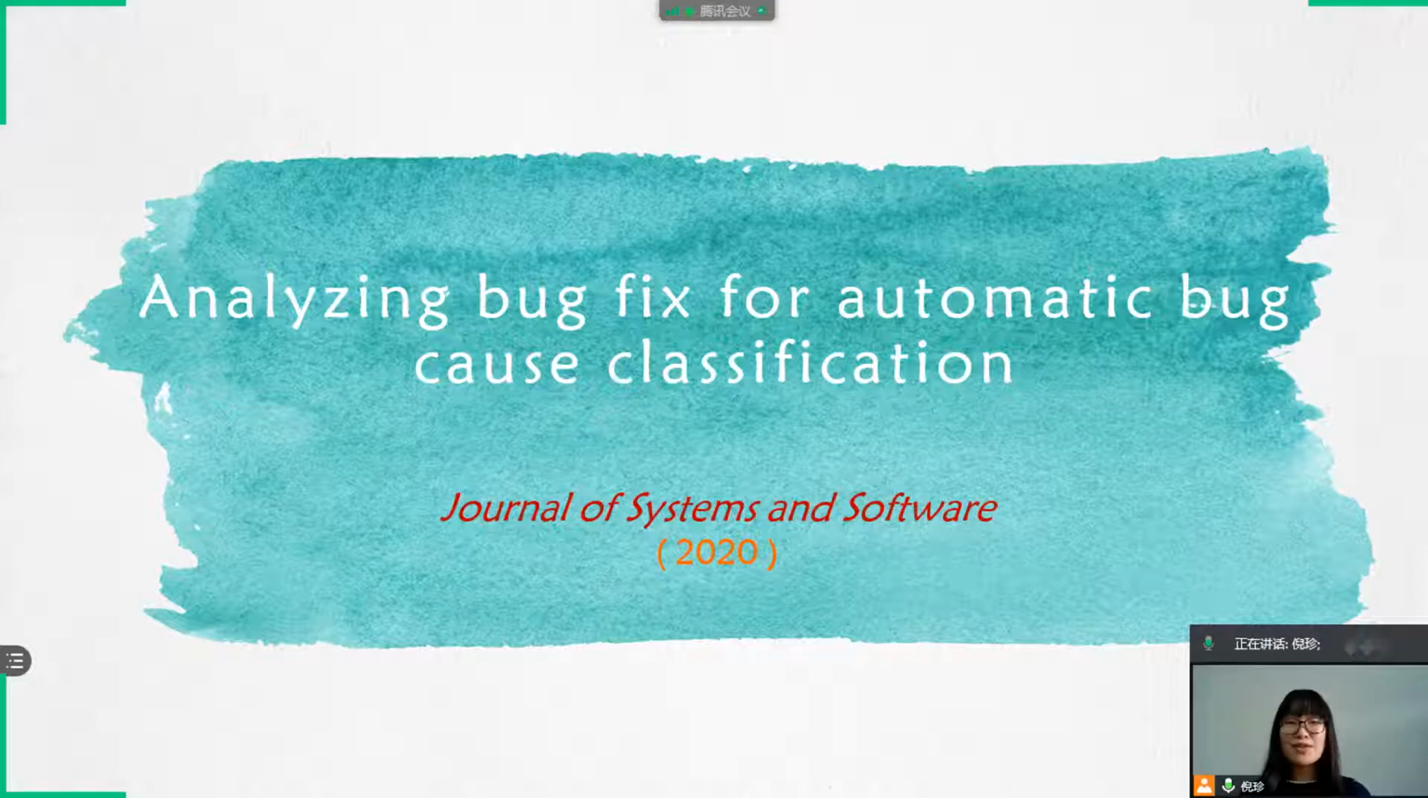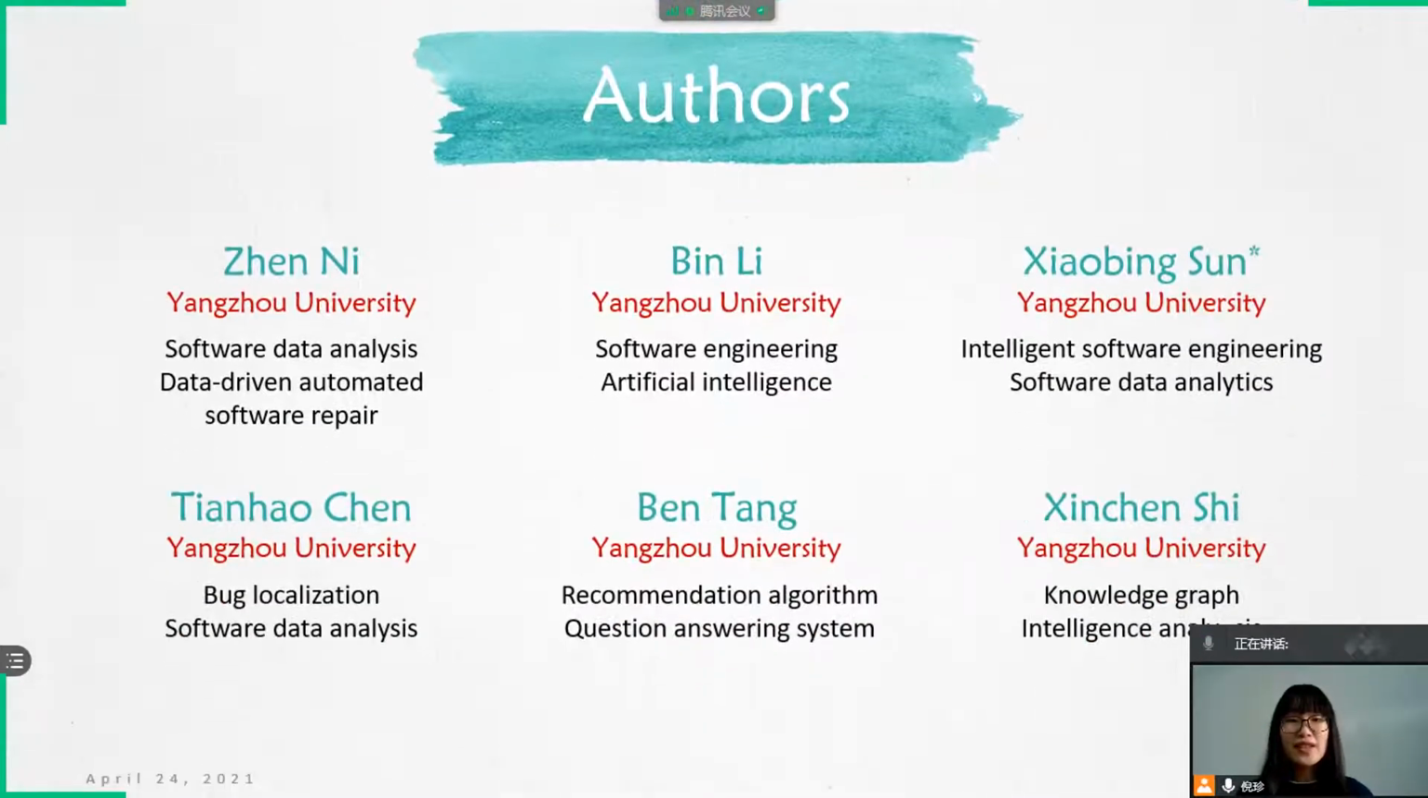I will briefly introduce our work analyzing bug fix for automatic bug classification published in JSS in 2020. These are the authors.